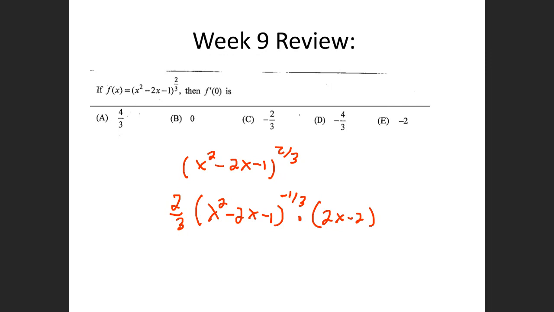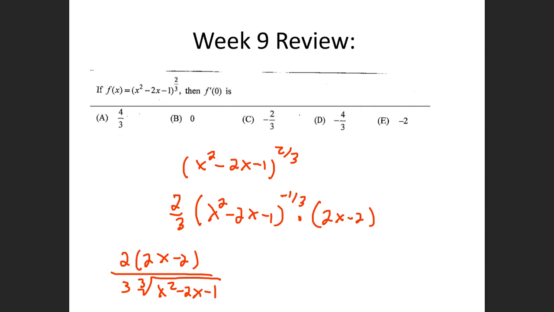Now if I'm going to rewrite this so it looks a little bit nicer, I might rewrite it as 2 times 2x minus 2 all over 3, and then the third root, I'm going to write it this way, the third root of x squared minus 2x minus 1. All right, I need to find the value at 0.